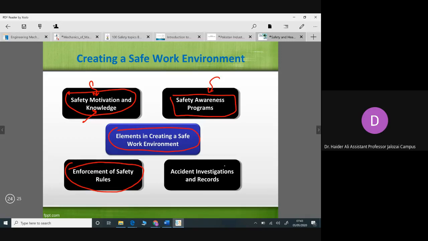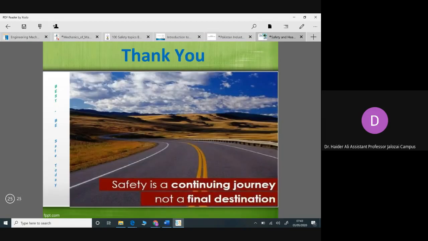So, enforcement of safety rules. And finally, most importantly, I would say, accident investigations and records. Accidents are investigated in an unbiased and factual manner and properly recorded, to make sure that such an accident never happens again. So safety is a continuing journey, not a final destination.